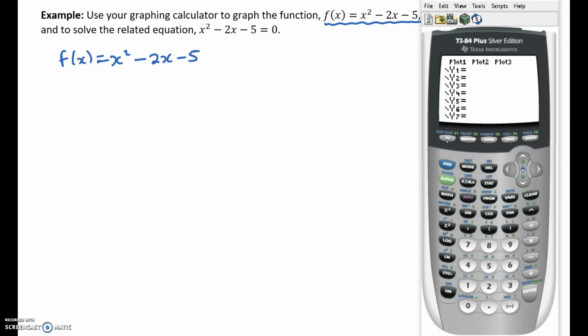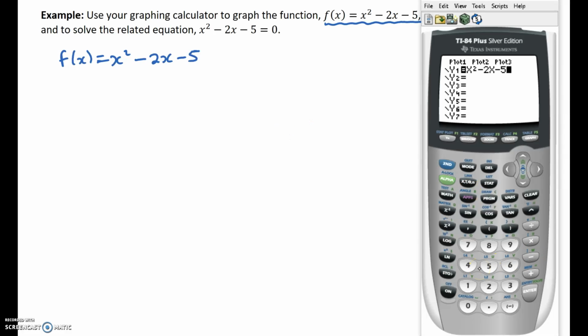Now the x is right beside the alpha key. It's got the x, a t, and then a strange Greek symbol, and a lowercase n. So that's where our x is. Hit that, and it brings up the x. Then x squared is here. Minus 2x, so minus 2x minus 5.